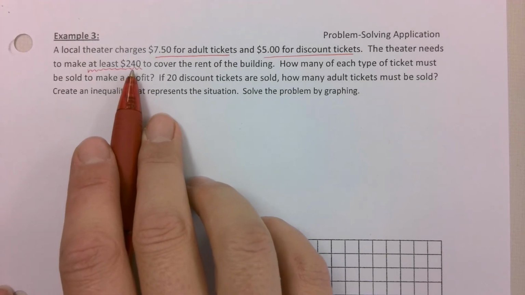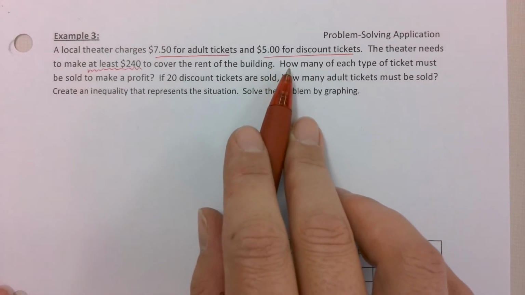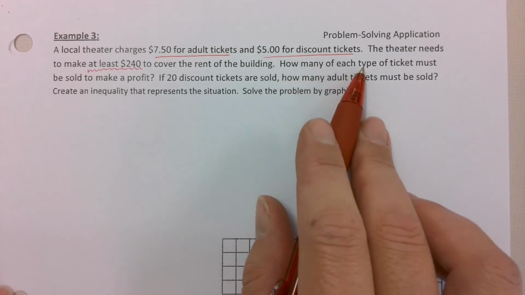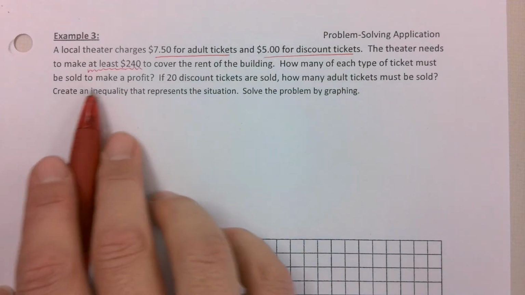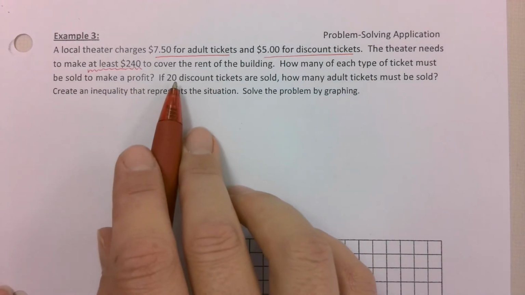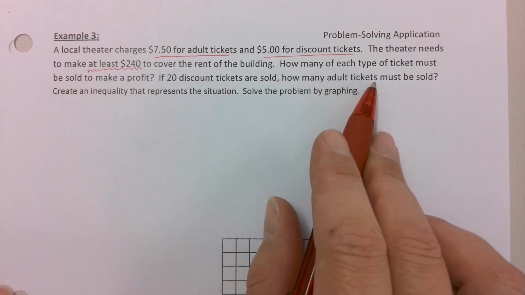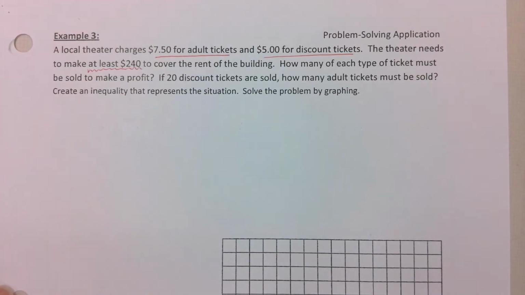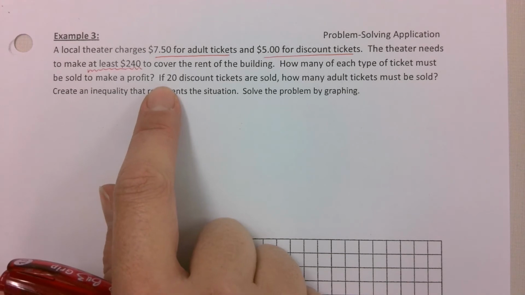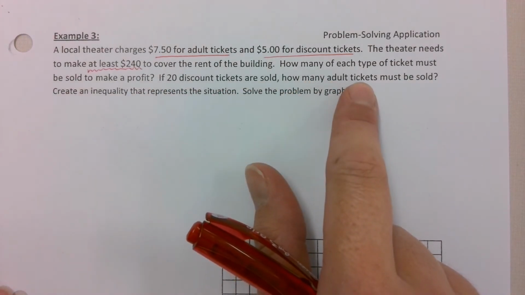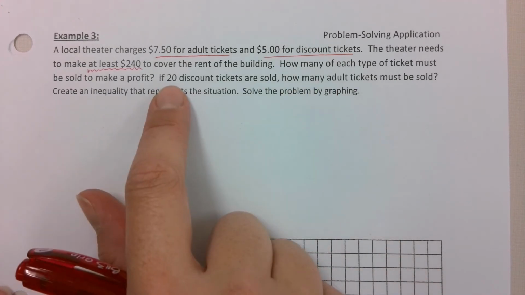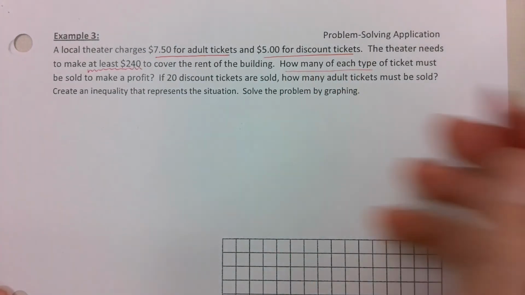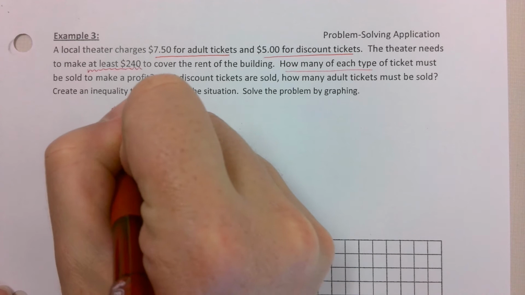So $240 or more. Now, here's the question, and this word problem will always lead you to your variables. It says, how many of each type? There it is. How many of each type of ticket must be sold to make a profit? So, if 20 discount tickets are sold, how many adult tickets must be sold? Create an inequality that represents the situation. Solve the problem by graphing. Okay, I'm going to let this sit here. This, if 20 discount tickets are sold, how many adult tickets must be sold? This is like a second part. So I'm going to do this second, and I'm going to start here. So first it says how many of each type of ticket. So I'm going to stick with using x and y because I'm graphing.